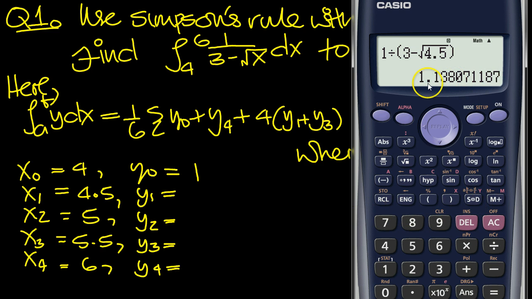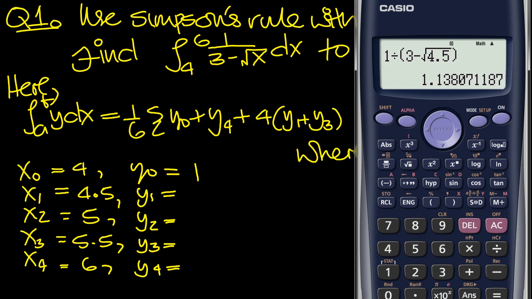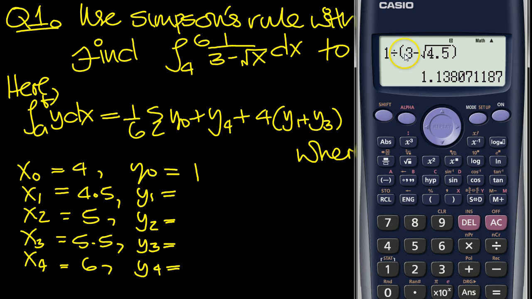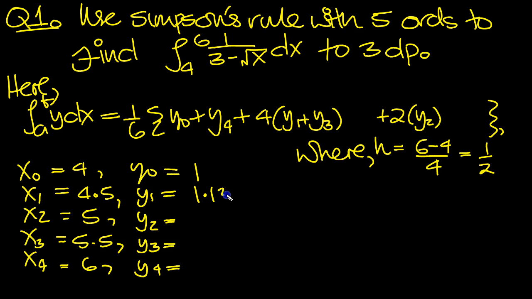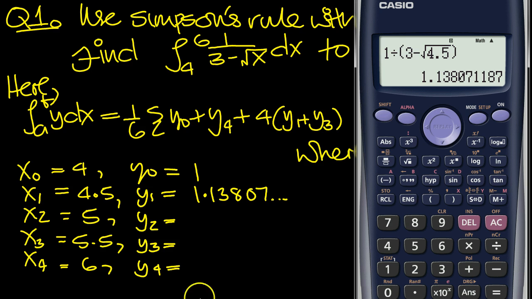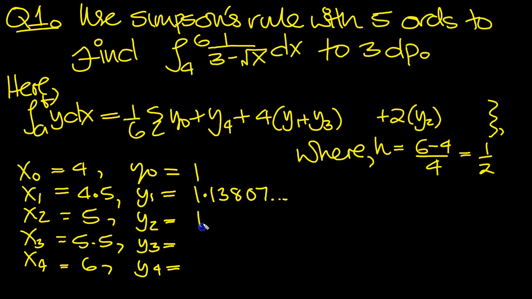We need the final answer to 3dp. So if we work to 5dp, we should be fairly safe. y1 is 1.13807. y2, so we need to change the 4.5 to 5. That gives 1.30901, and the full value is 1.309016.